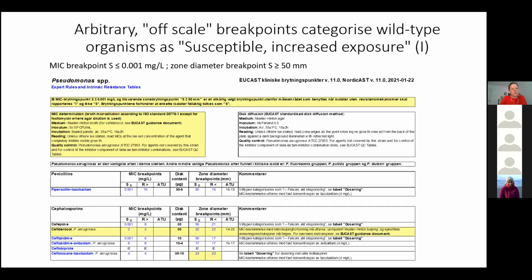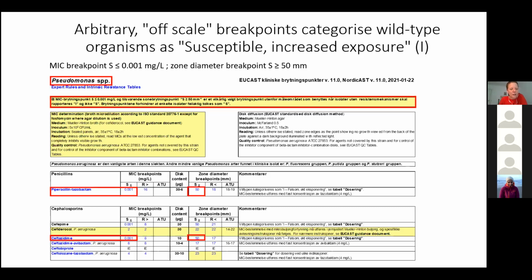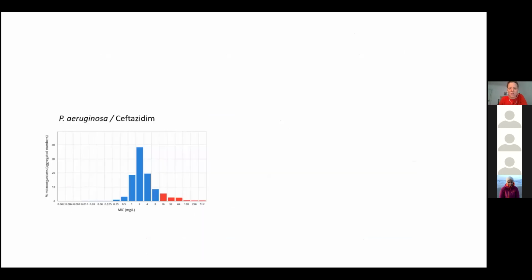If we have a look at the Pseudomonas NordicAST table here, you can see on the top of the breakpoint table, there's a general comment explaining these arbitrary off-scale breakpoints, which will not be covered by your measuring. So these are really arbitrary breakpoints. And you can see that Pseudomonas species for piperacillin-tazobactam and ceftazidime will always be reported I, never S, for the wild type, and then there may be acquired resistance, and they may shift over to the R population.